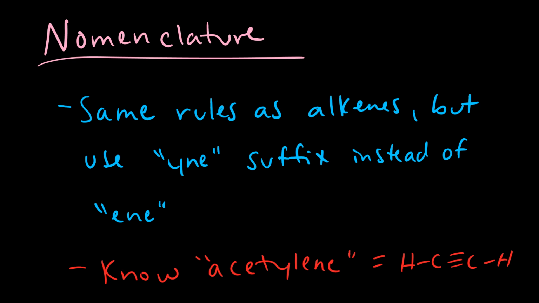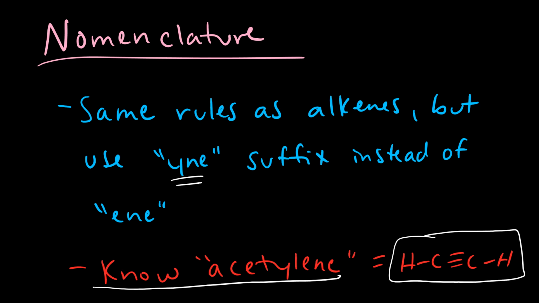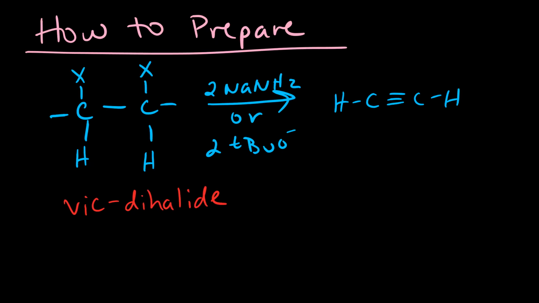The rules for naming alkynes are basically the same as for naming alkenes, except you use a -yne suffix instead of an -ene suffix. You do need to know that the term acetylene refers to this molecule here, which is the most simple alkyne that we can have.